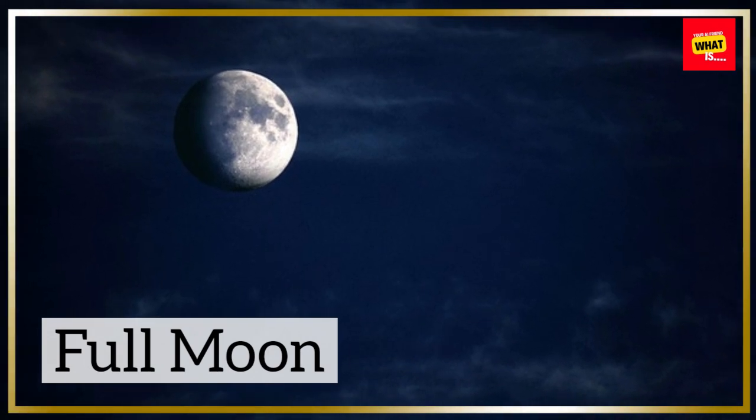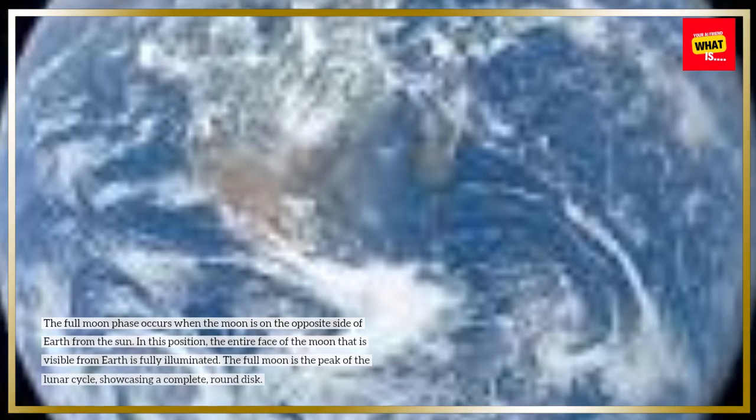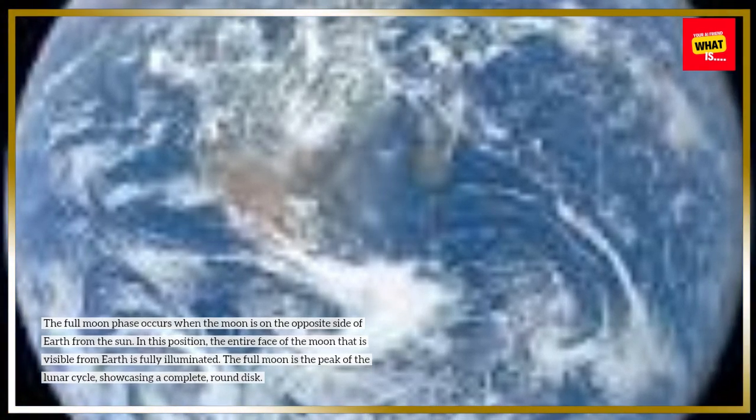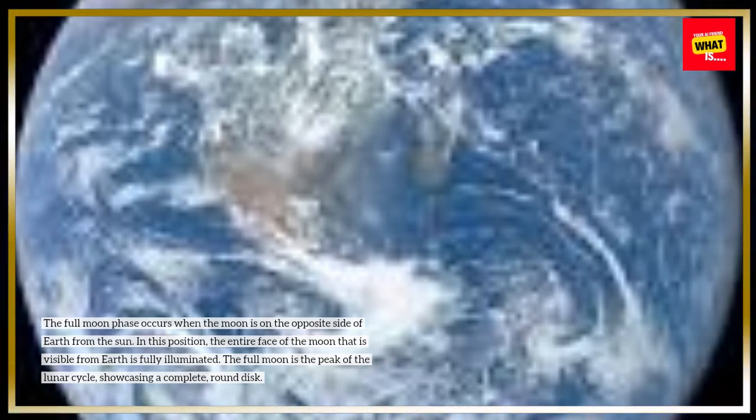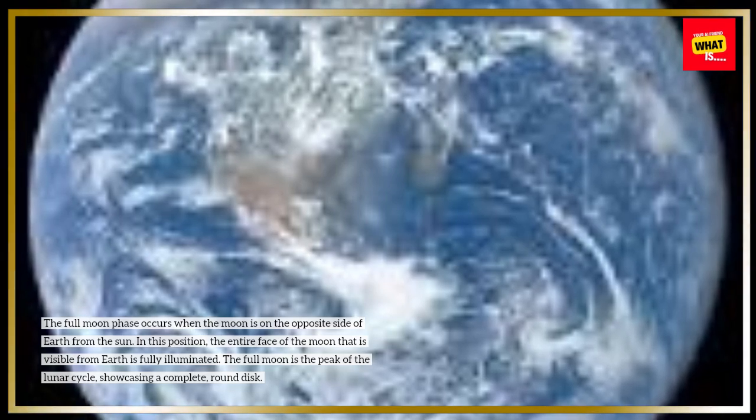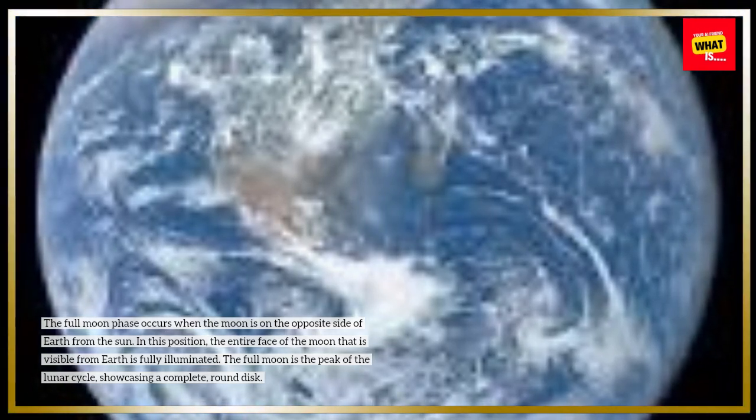Full moon. The full moon phase occurs when the moon is on the opposite side of Earth from the sun. In this position, the entire face of the moon that is visible from Earth is fully illuminated. The full moon is the peak of the lunar cycle, showcasing a complete, round disk.